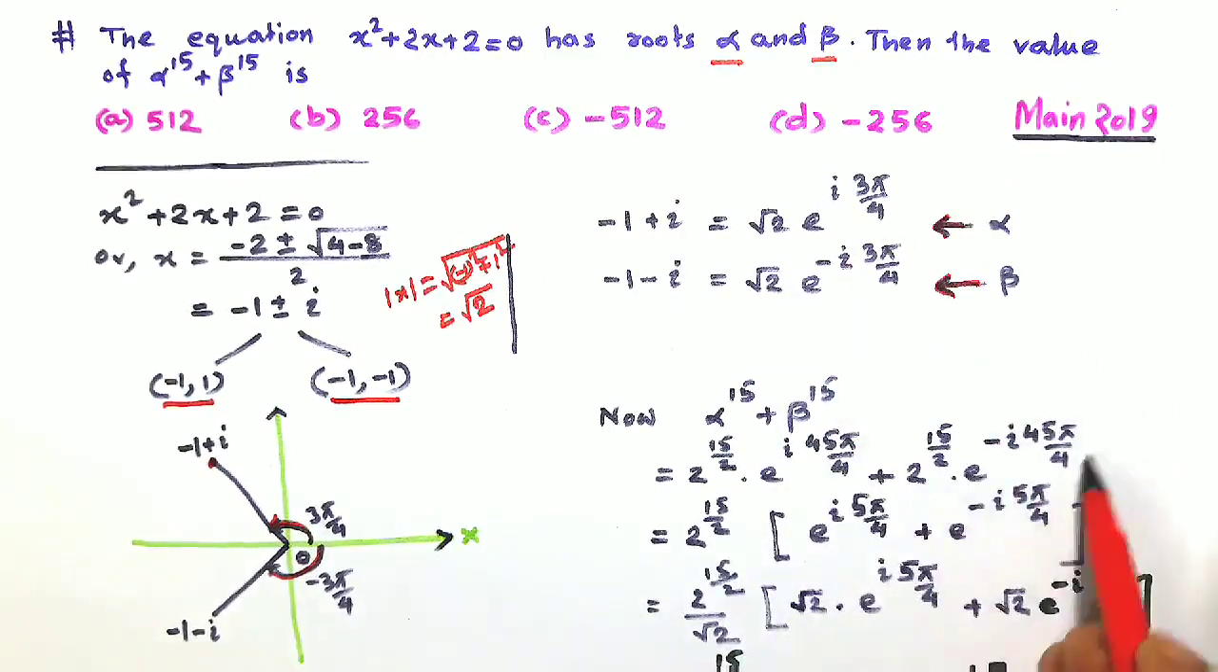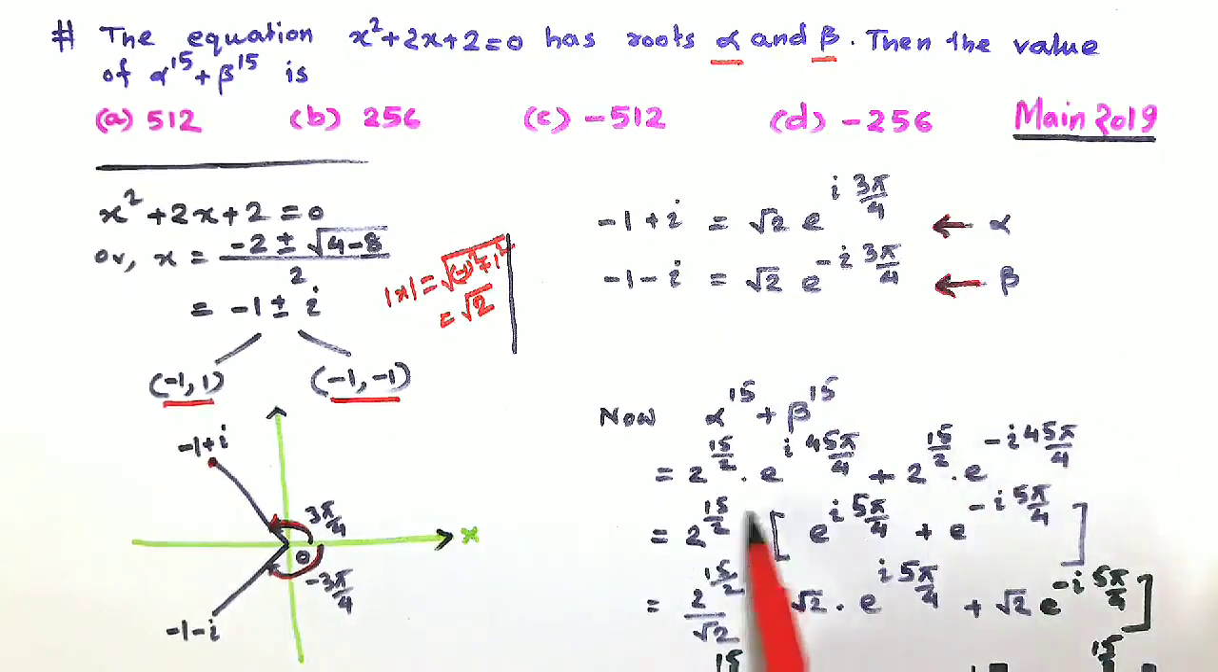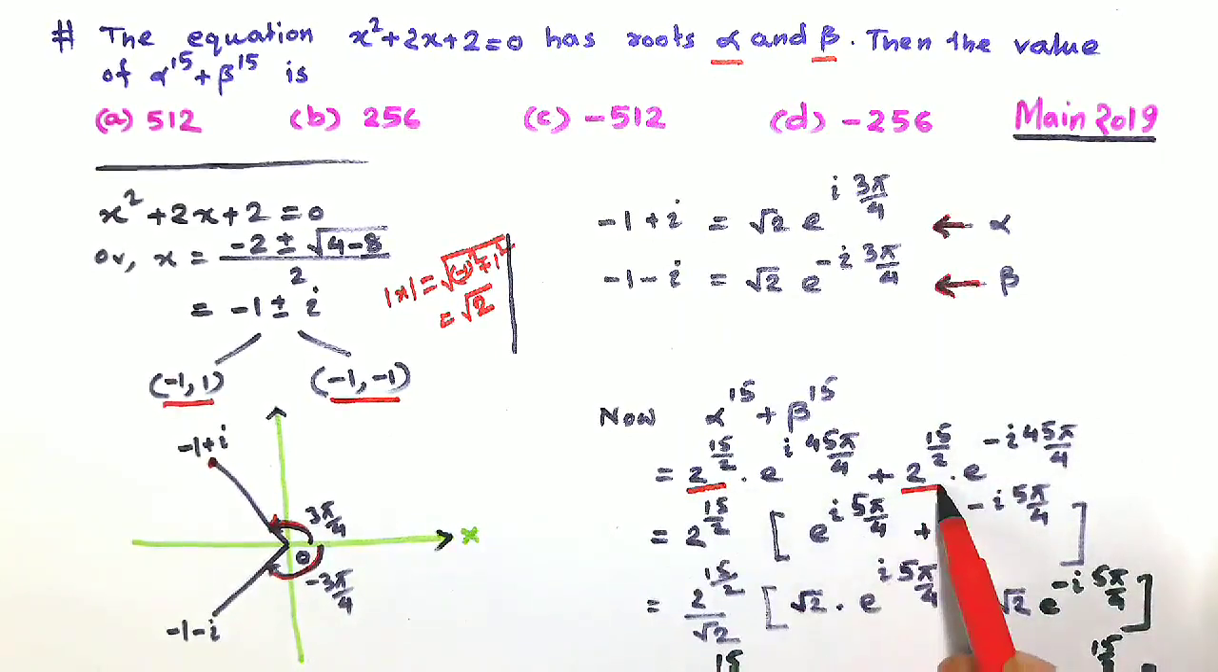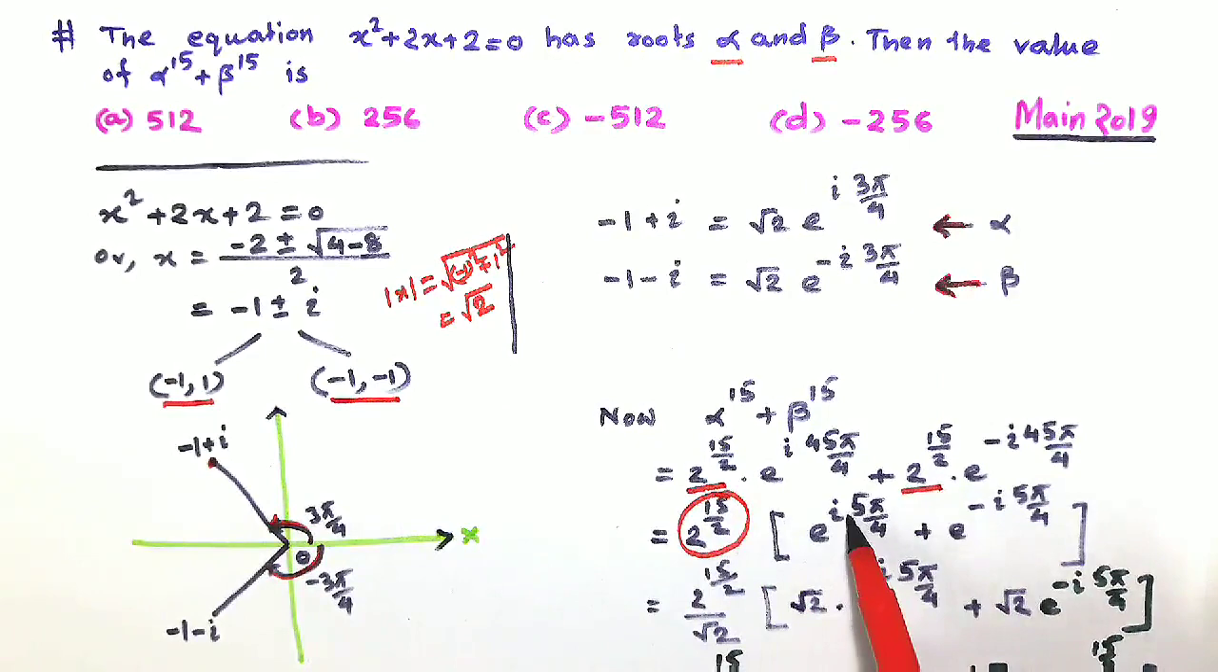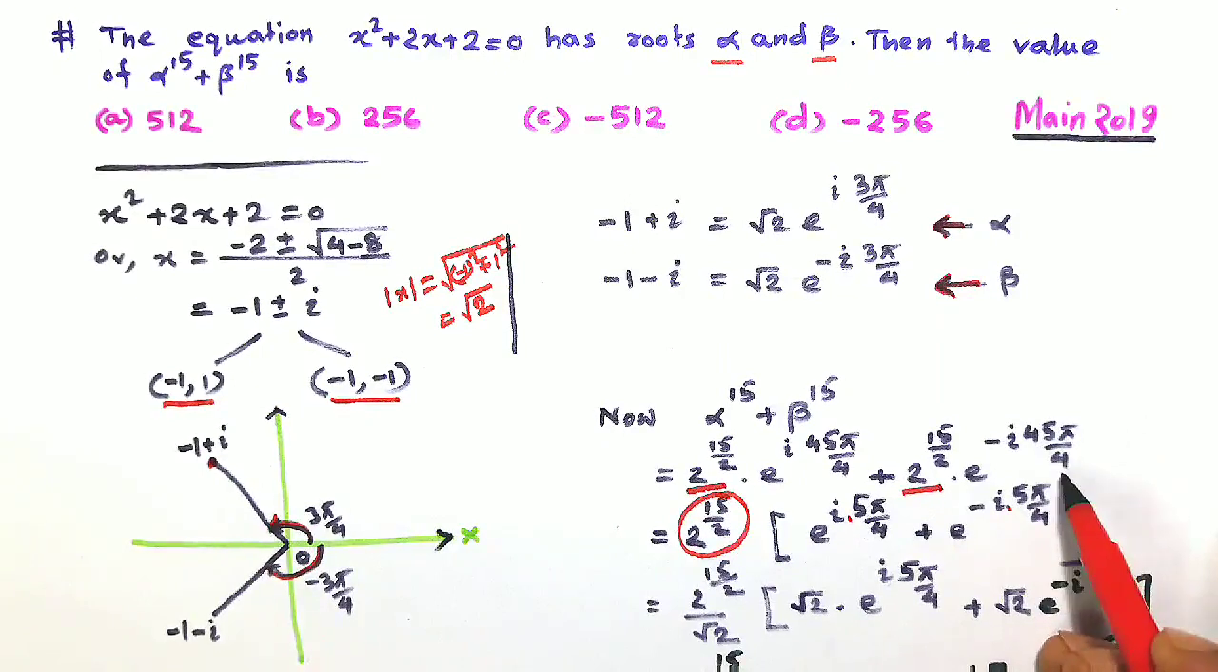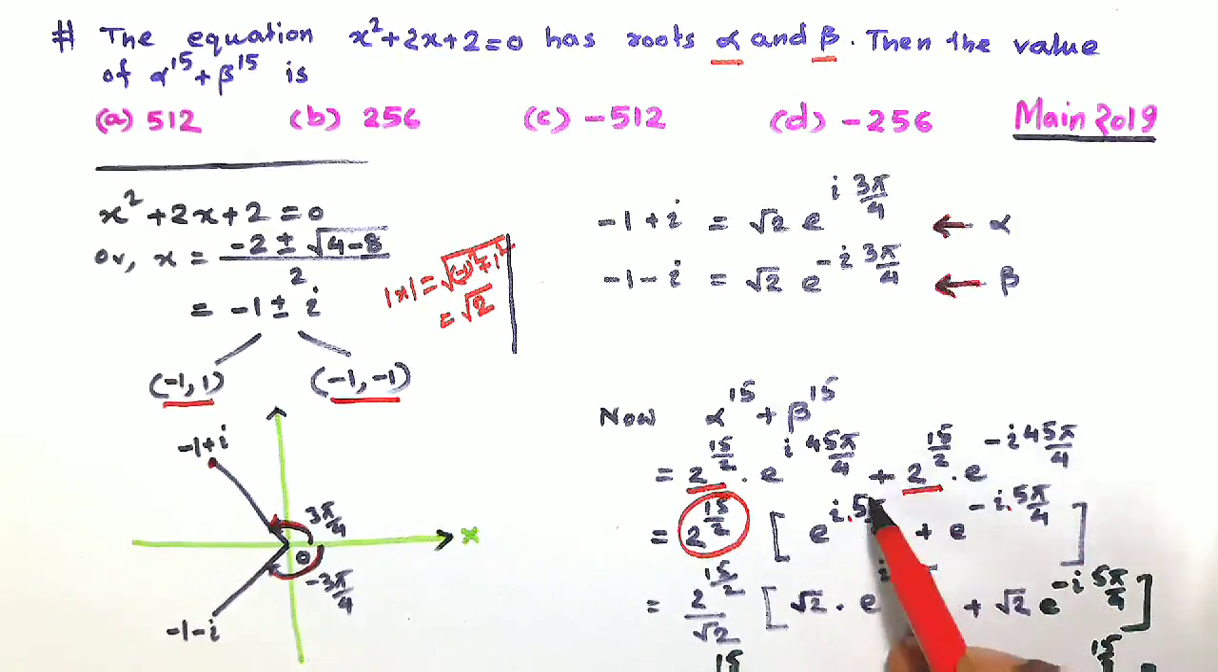In a similar way, you can take 2 to the power 15 by 2 as common. Okay, we have taken it common, and in the bracket e to the power i into 5 pi by 4 plus e to the power minus i into 5 pi by 4, because 45 pi by 4 will be reduced to 5 pi by 4, just using the concept of angles. Now this step is important. e to the power i 5 pi by 4. What is 5 pi by 4?